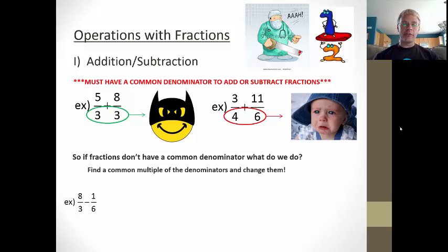That might sound a little confusing, but essentially we're going to take the 8/3 and multiply it by 6/6 because the denominator of the other fraction is 6. We're going to take the 1/6 and multiply it by 3/3 because the other denominator is 3. By doing this, we're multiplying by 1. We learned from the multiplicative identity that that doesn't change anything. It comes out exactly the same as far as the value of the number goes.